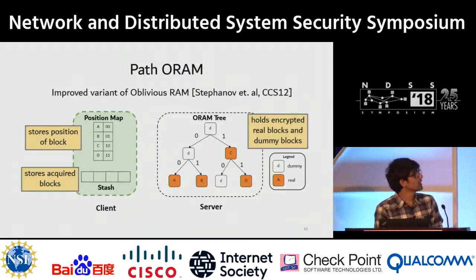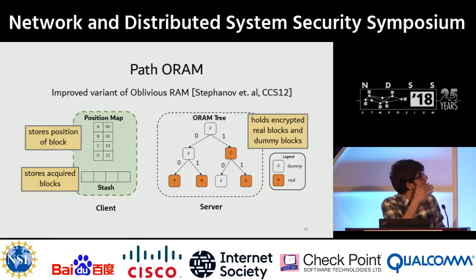Path ORAM is an improved variant of Oblivious RAM, a fairly recent version proposed in CCS 12. It has a tree-based ORAM formulation where on the server side, or the untrusted side, you're going to hold real and dummy blocks, user blocks, in an encrypted format, of course.